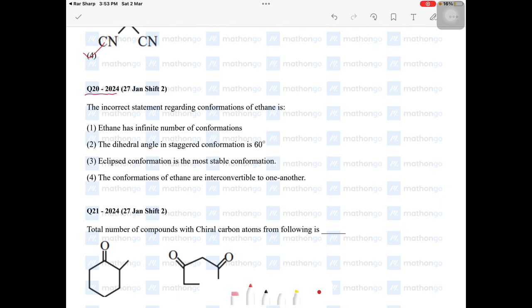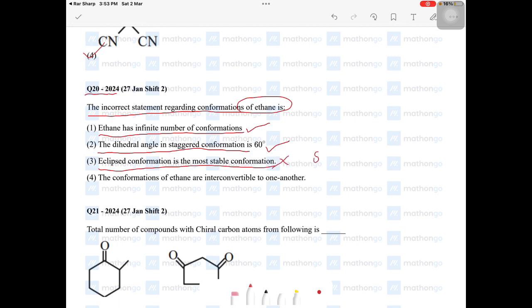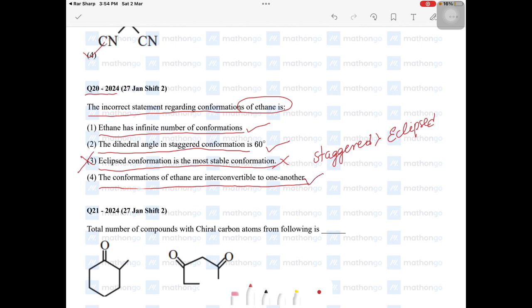Next, 20th question. Incorrect statement regarding conformation of ethane. Ethane has infinite number of conformations, correct. The dihedral angle in staggered conformation is 60. Eclipsed conformation is more stable conformation, wrong. Staggered is more stable than eclipsed. That's why third one is wrong. The conformations of ethane are interconvertible to one another. That is also right.